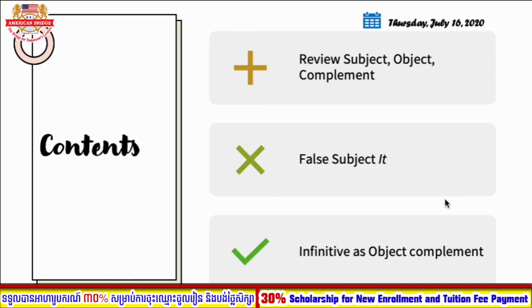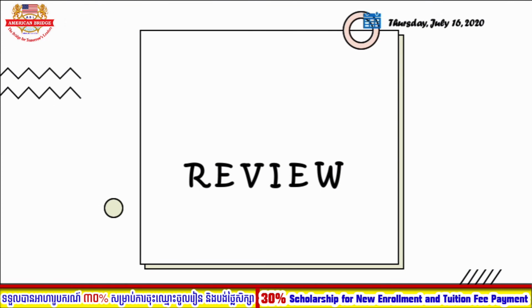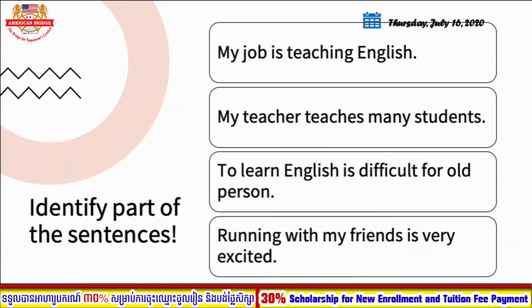So without any further ado, let's review what we have learned from the previous video. These are the 3 basic concepts that we have learned: subject, object, and complements. To make sure you really understand those 3 important concepts, we will try our best to identify parts of the sentences here. What is the subject in the sentence? What is the object of the sentence? And where is the complement in the sentence?